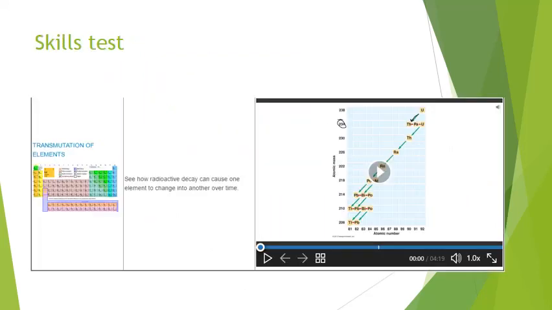Armed now with what you know about alpha particles, beta particles, and transmutation, you should be able to take care of this transmutation of elements skills test pretty easily. Notice that there is, again, an accompanying video which will help to step you through the process.